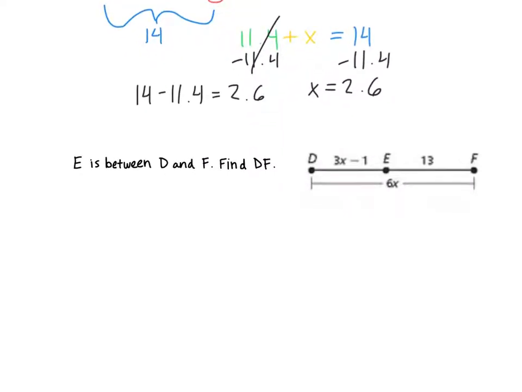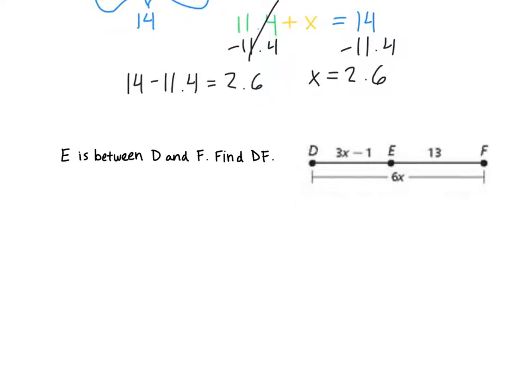So now we have E is between D and F. Find DF. So here we have the picture. So how do we start? You start by making 3x minus 1 plus 13 equals 6x. So we add the two segments together and get the whole segment, which is 6x.